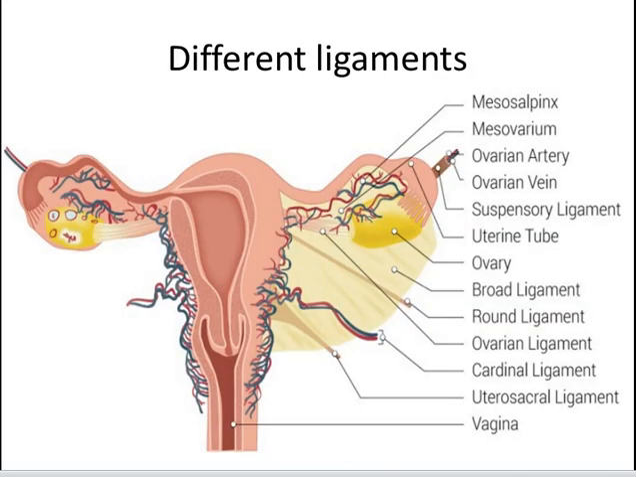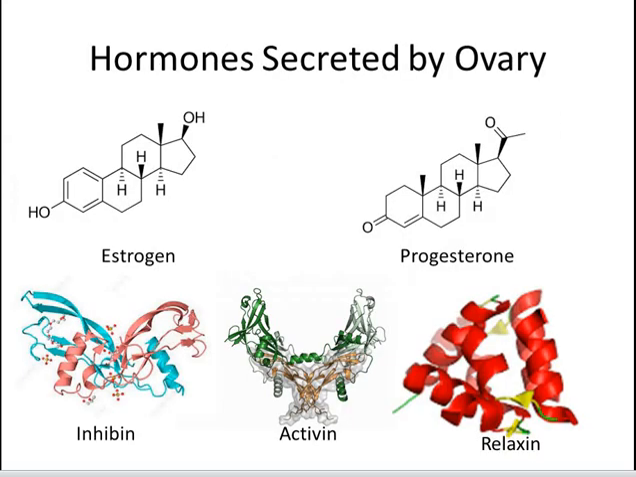Each ovary is held in position by ligaments attaching it to the uterus and abdominal wall. The largest of these is the broad ligament formed by a fold of peritoneum. It holds the ovary, oviduct and the uterus to the dorsal body wall. The ovarian ligament attaches the ovary to the uterus. The ovary produces 5 hormones, that is estrogen, progesterone, inhibin, activin and relaxin.